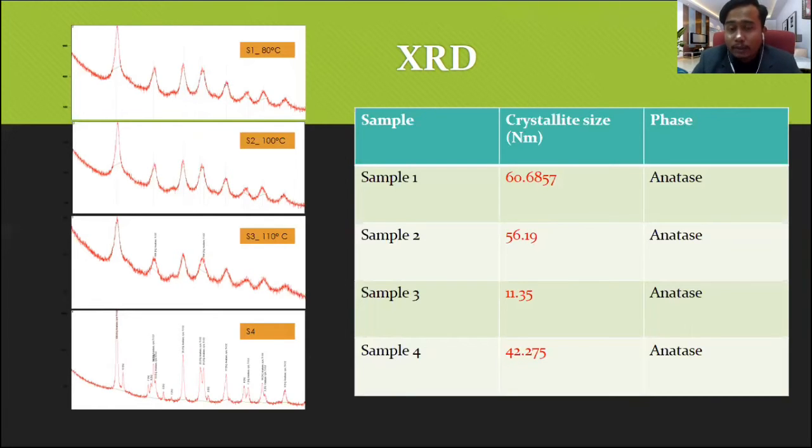As you can see here, sample 1 has 60.6857 nanometer. Sample 2 had 56.19 nanometer. Sample 3 had 11.35 nanometer. And sample 4 had 42.275 nanometer. From this, we can also justify the finding in the SEM, which shows that sample 1 and sample 4 had the smallest nanoparticle size, and sample 2 and sample 3 had the largest nanoparticle size.